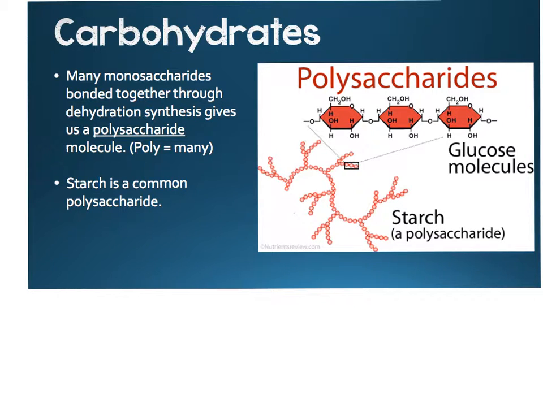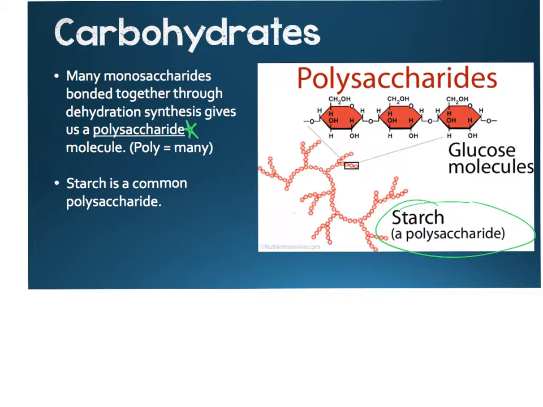Now, if we take those monosaccharides and we join lots of them together over and over and over again through dehydration synthesis, this gives us what is called a polysaccharide. Okay, and a polysaccharide is many monosaccharides together. It's a big carbohydrate molecule. If you look at the word, saccharide is a fancy word that means sugar, and poly means many, so it's many sugars put together. Okay, and starch here is one of the main polysaccharides. It's one of the most common.